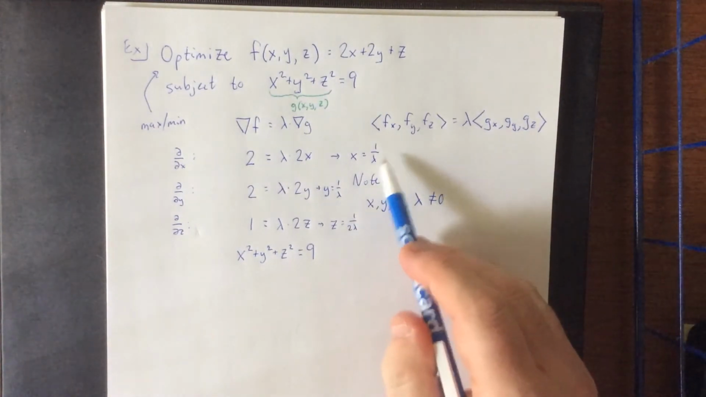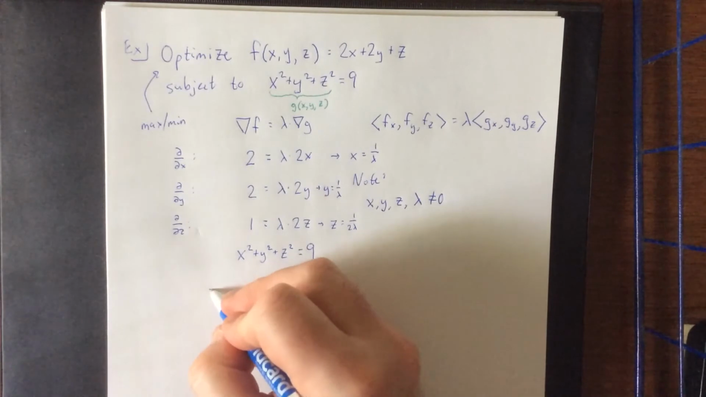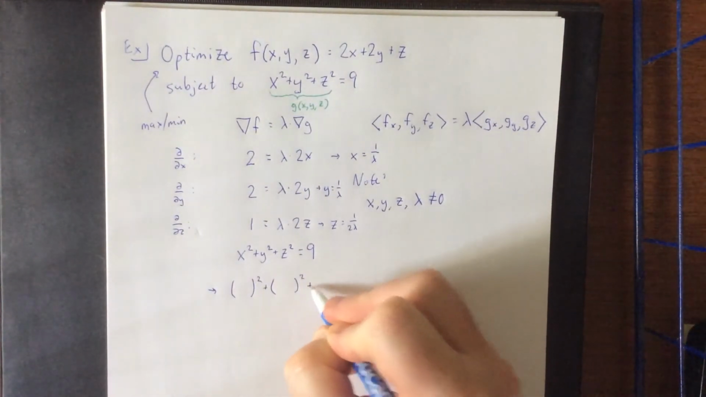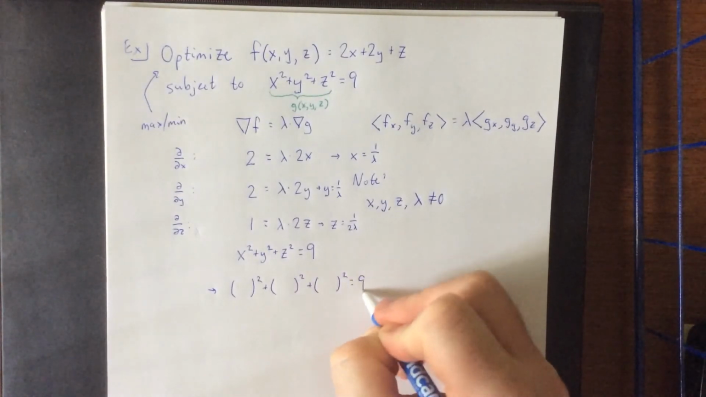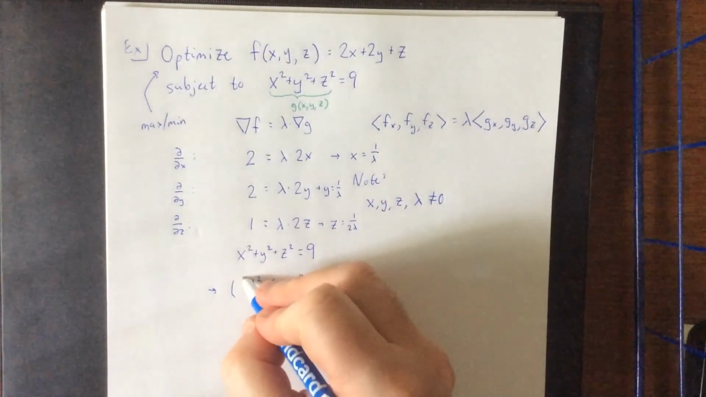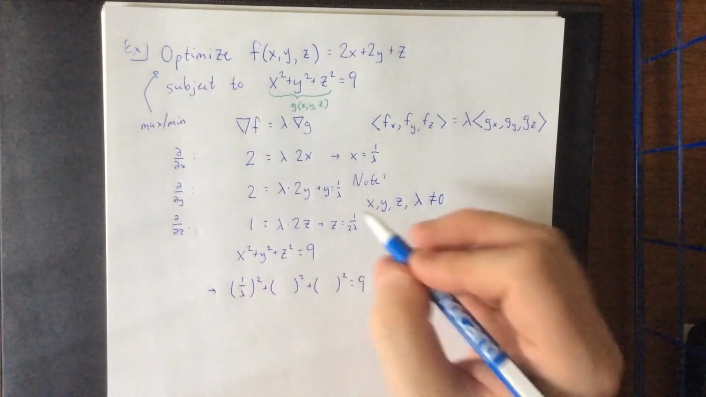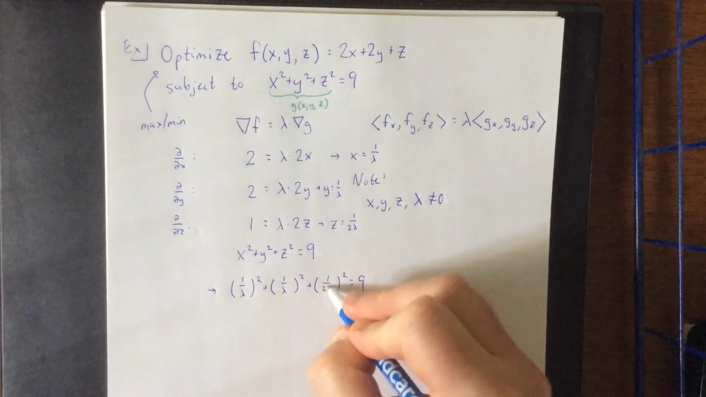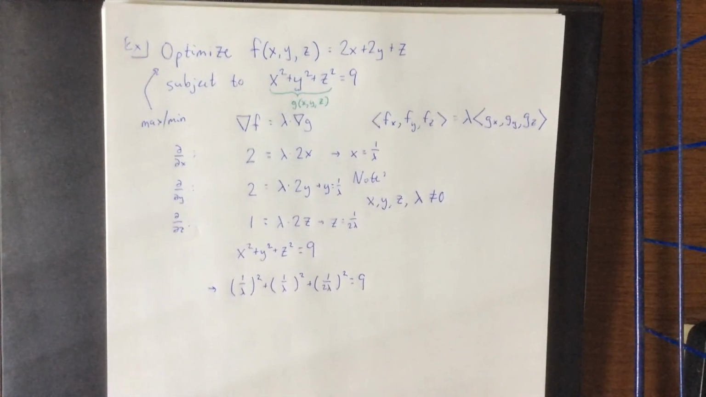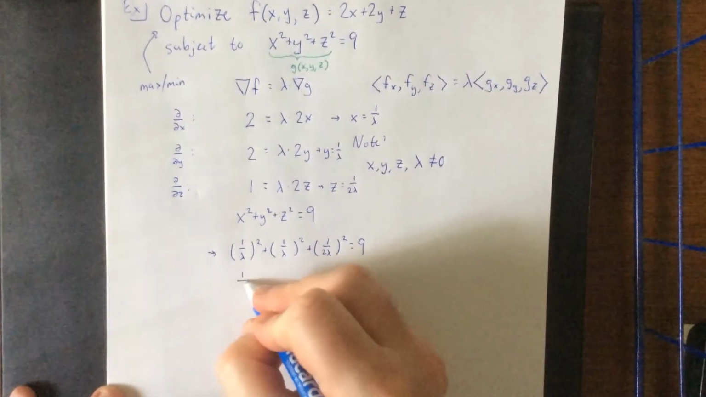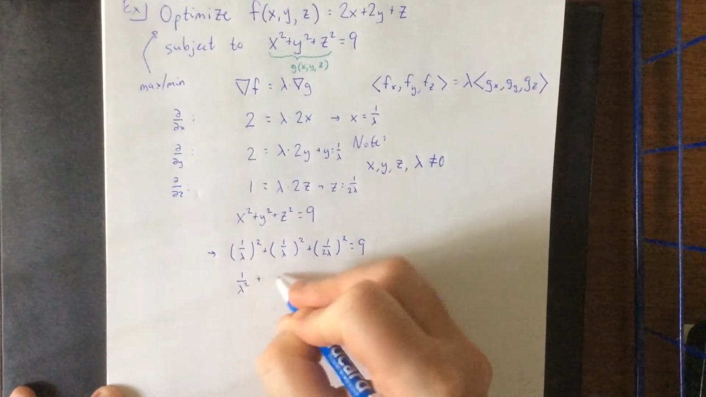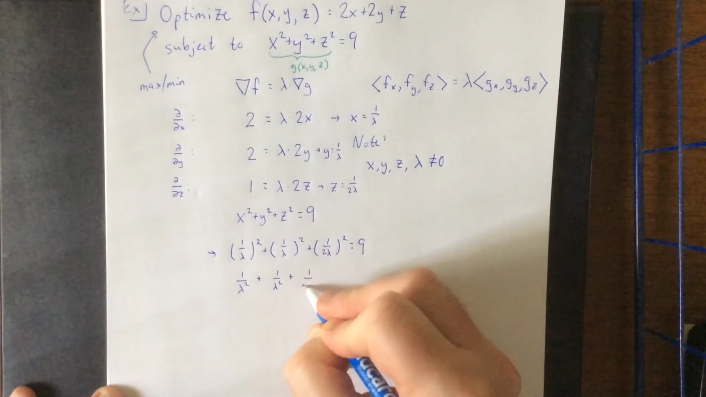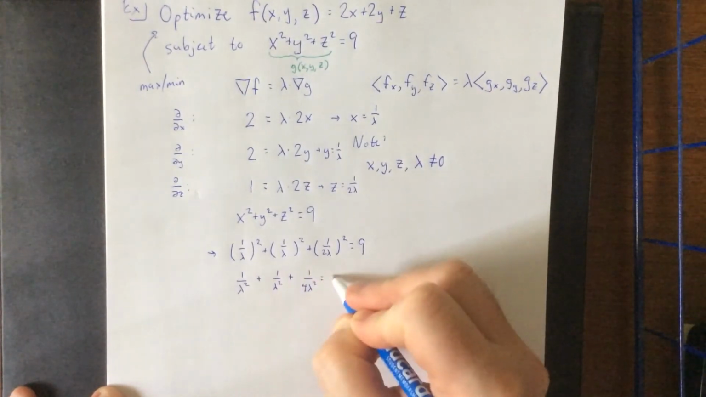Now what I'm going to do is take each of these expressions and plug it into this equation here. So we'll do x squared plus y squared plus z squared is equal to 9. X is now equal to 1 over lambda. Y is now equal to 1 over lambda. And z is equal to 1 over 2 lambda. Next up, let's square each of these. This will be 1 over lambda squared plus 1 over lambda squared plus 1 over 4 lambda squared is equal to 9.